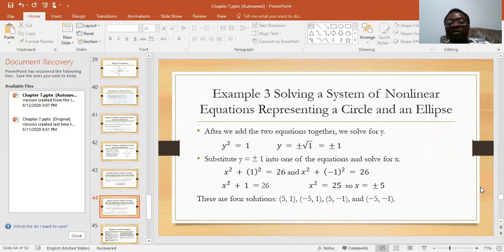which we will replace into the first equation to have x squared equals to 25. That is x equals to plus or minus 5. So that gives us 4 possible solutions. When x equals to 5 and y equals to 1, when x equals to minus 5 and y equals to 1, then when x equals to 5 and y equals to negative 1, and when x equals to minus 5 and y equals to minus 1. In this case, we have 4 solutions.